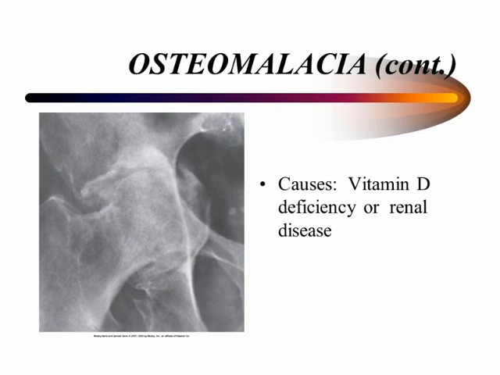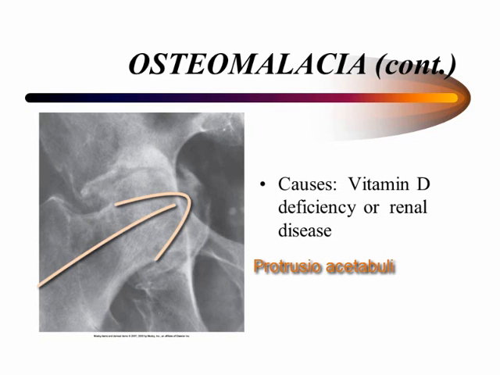Causes of osteomalacia are vitamin D deficiency or renal disease. Notice in this image is an AP projection of the hip that's magnified to visualize protrusio acetabuli as seen in osteomalacia and also in patients with Paget's disease.